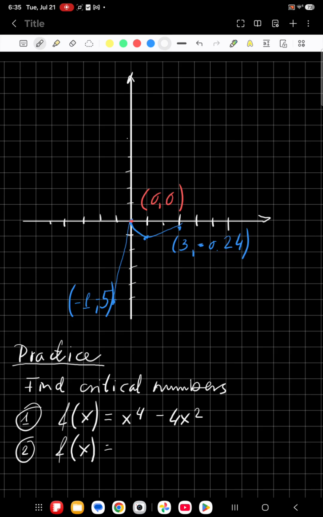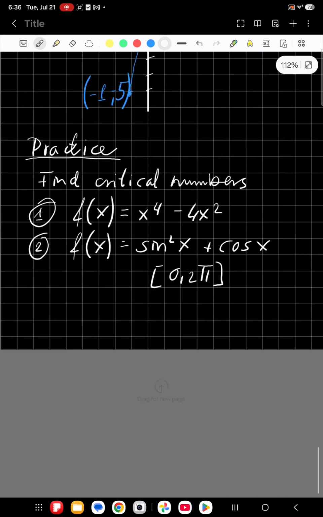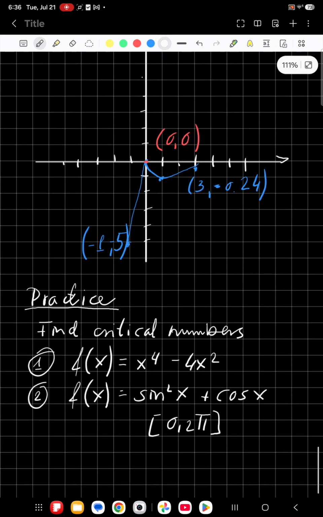So, sine squared x plus cosine x, and the interval is from 0 to 2 pi. Okay, and the last one, actually, yeah, can you find extrema. So find extrema.